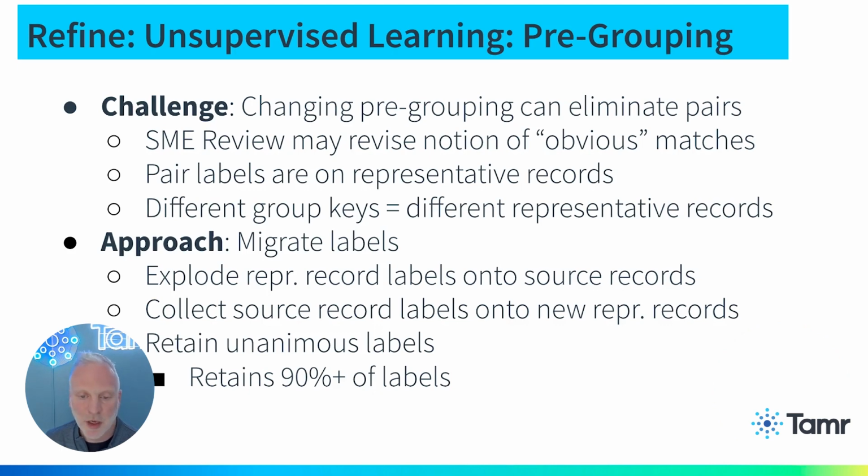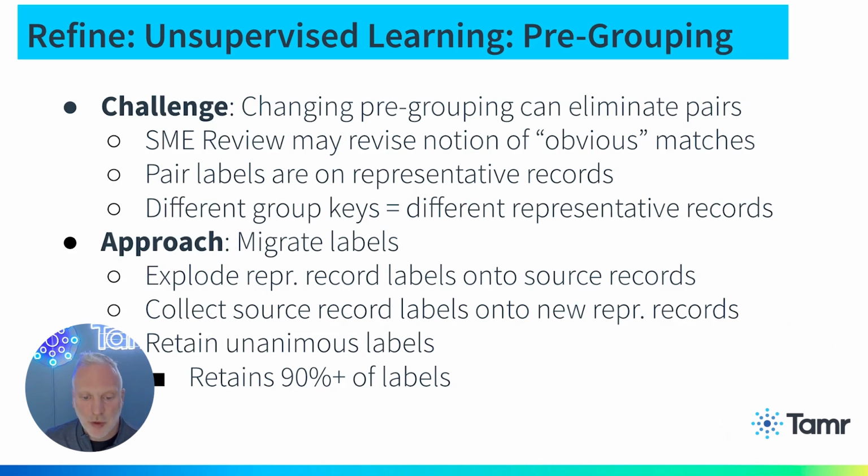So we want to do everything that we can to preserve these high effort labels that they've put into the system. So our approach is to migrate those labels from the old representative records to the new representative records. We do this by exploding representative records back into their source records. We take the cross of the source records for each of the representative records in a pair, label each of those pairs of source records now with the same label that the pair of representative records had. And now we can collect those source records back onto the new representative records according to how they've been grouped. And that will accumulate the labels for those records onto the pairs of new representative records.